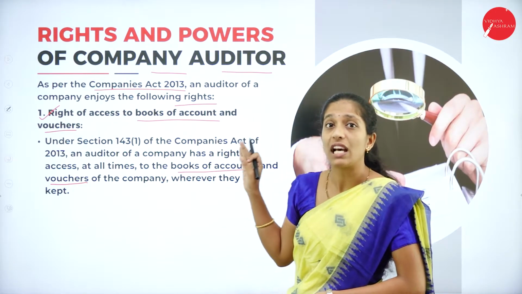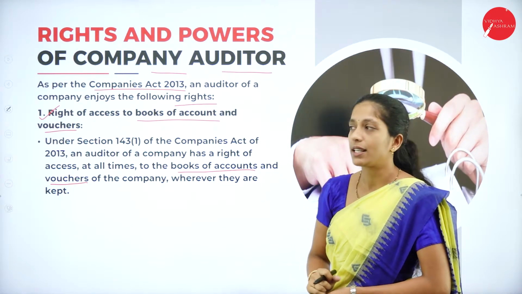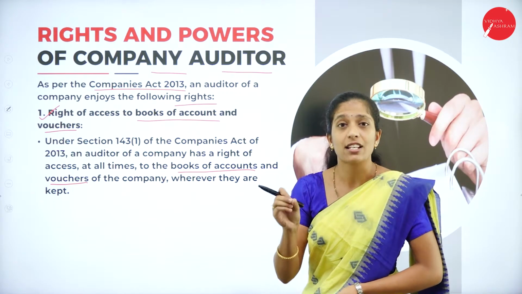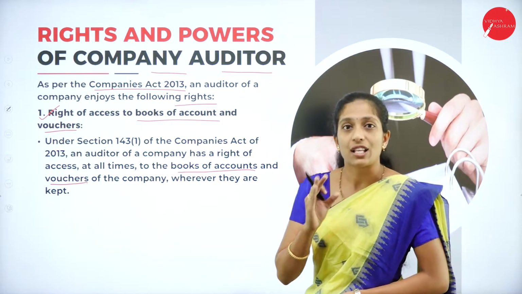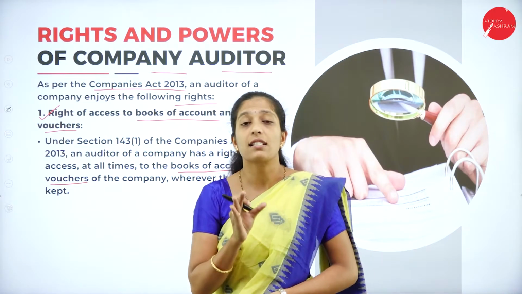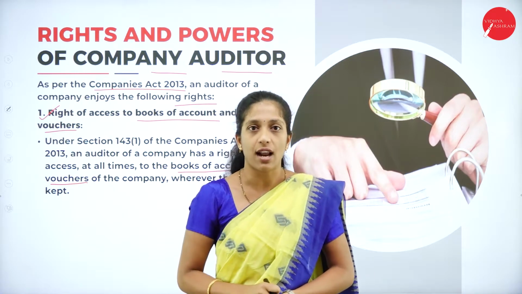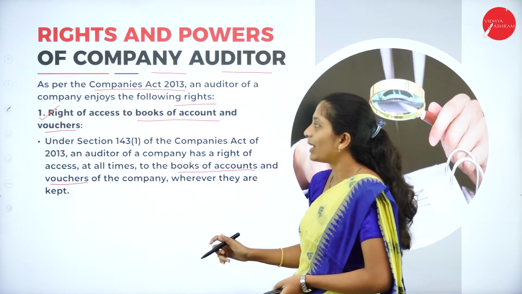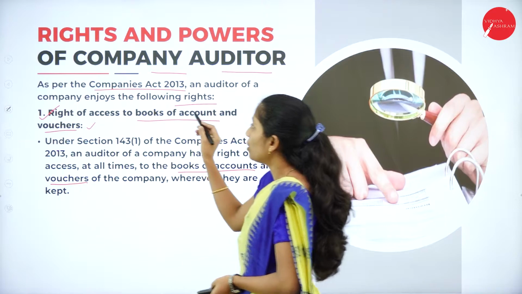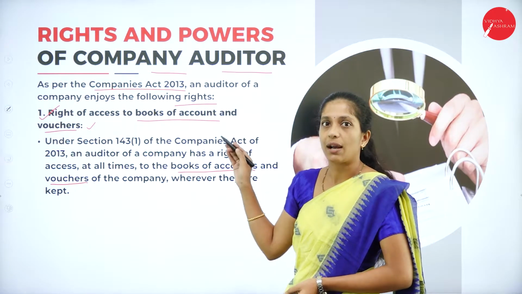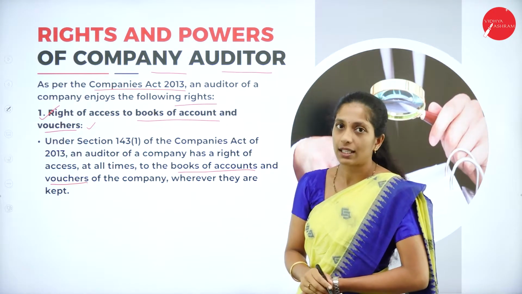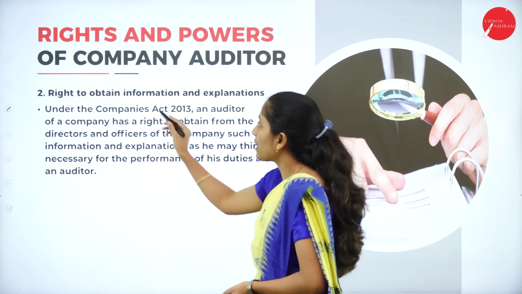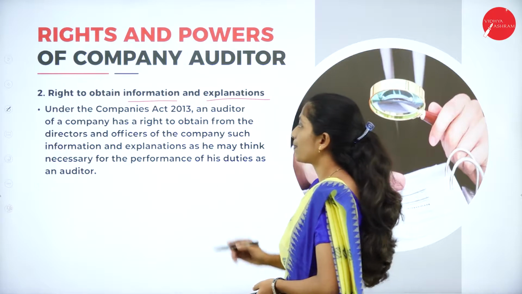So this is one of the rights of a company auditor. That is verification, or right to access. He has a right to see the books of account as well as the documentary evidence in support of each and every transaction which is recorded in the books of account. It's nothing but vouchers. So it's a right to access the books of accounts of the company as well as vouchers of the company. And the next right is right to obtain information and explanation.